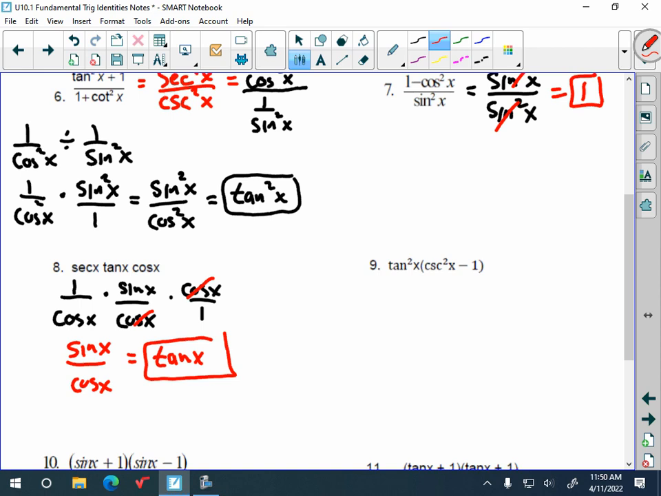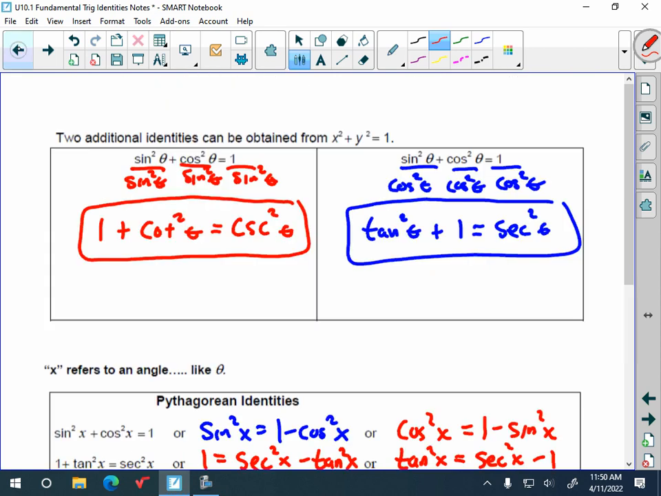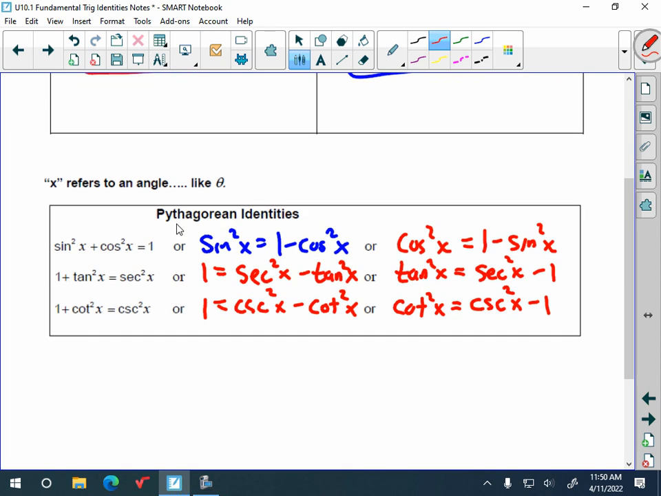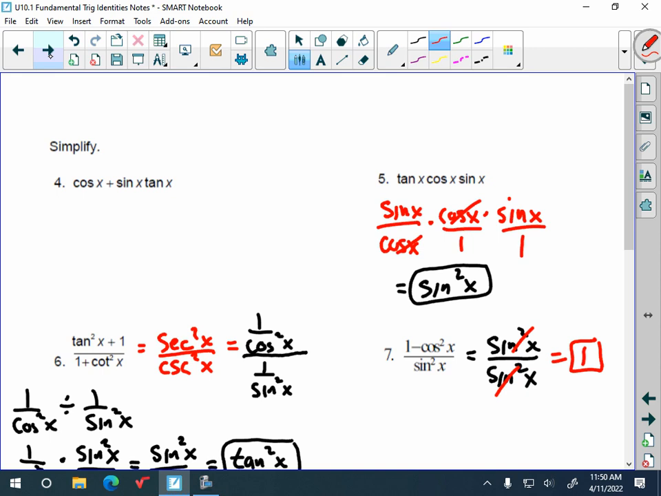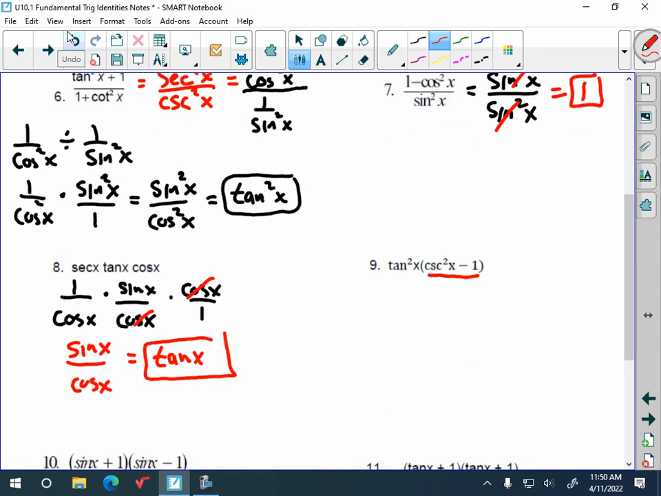All right, so tan squared x times cosecant squared x minus 1. So inside the parentheses, since there's a trig expression that's squared and a 1, we want to look for a Pythagorean identity that we can change it to. All right, so cosecant squared minus 1. And so that's cotangent squared. Cosecant squared minus 1 is cotangent squared. All right, so I have tangent squared x times cotangent squared x.